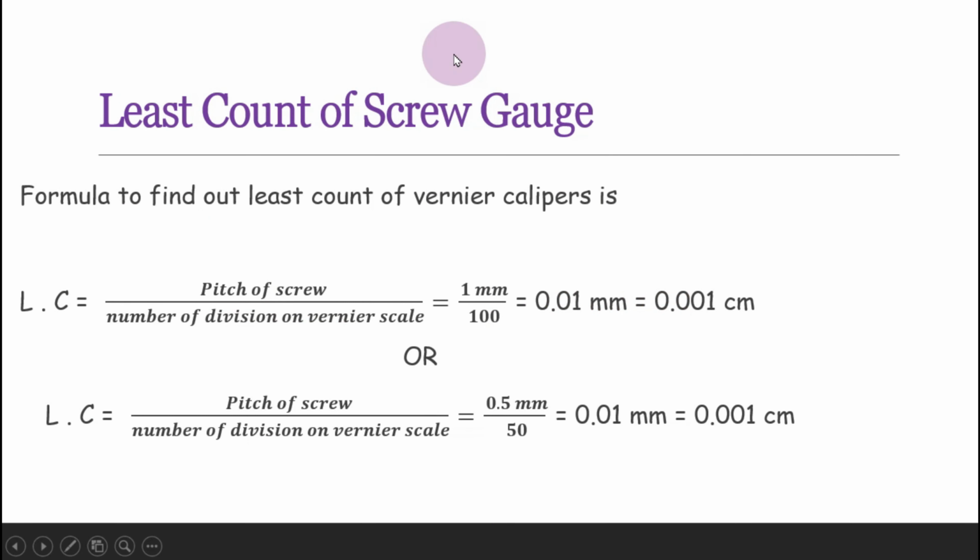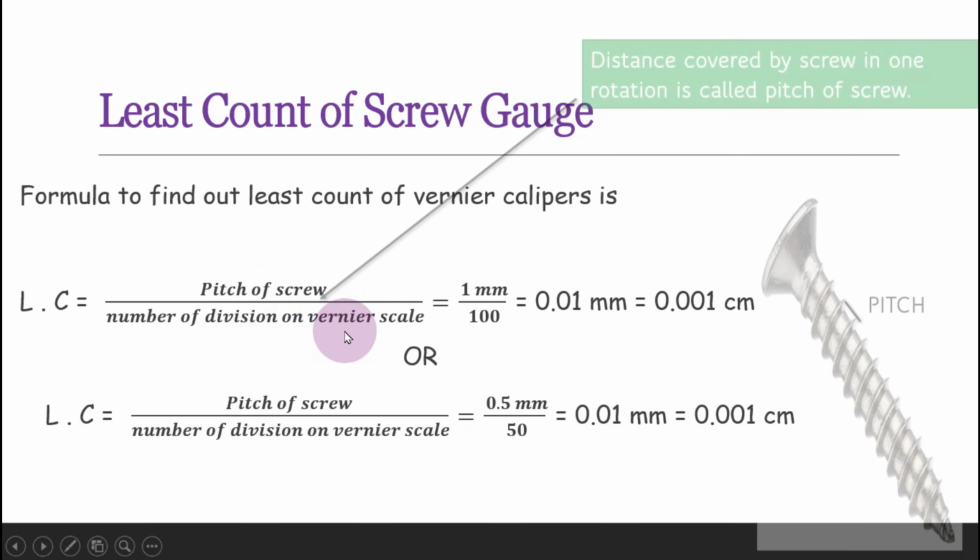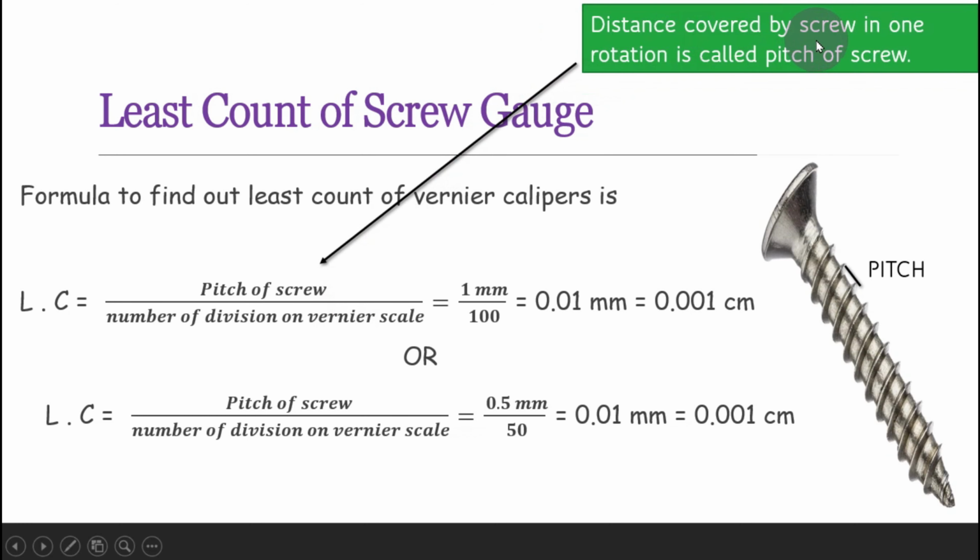Now further, to find the least count of this instrument, the formula is the pitch of the screw divided by the number of divisions on the circular scale. What is meant by the pitch of the screw? It is the distance covered by a screw in one rotation. Suppose it is this screw and you want to tighten it or loosen it, then the distance covered by the screw in the forward or backward direction when you rotate it once is known as the pitch of the screw.